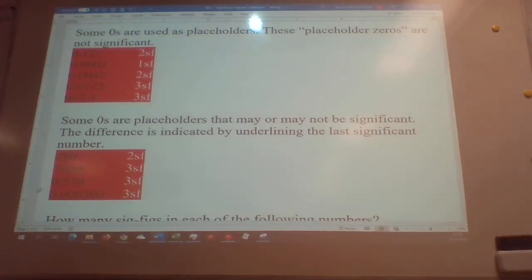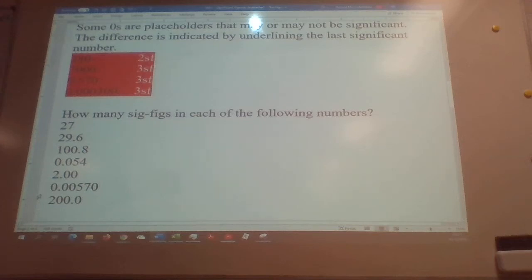Now that's most of the really important rules. So from here, I've got some practice numbers. Pause this for a sec and identify how many sig-figs are in each of these. Okay, now I'm going to go through them.